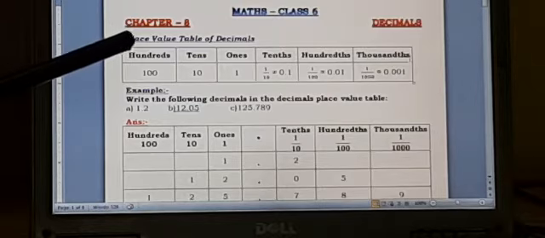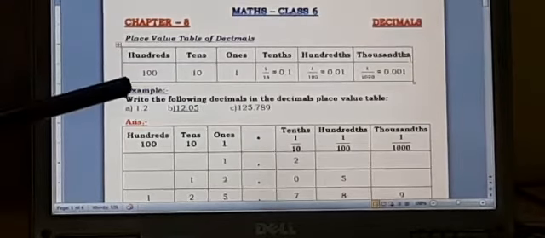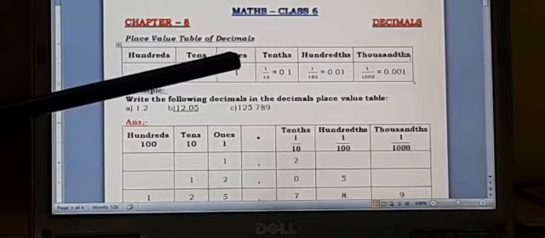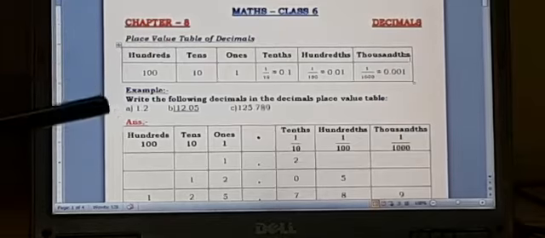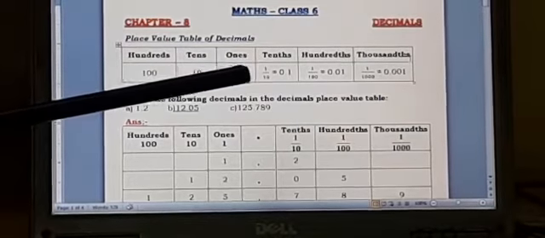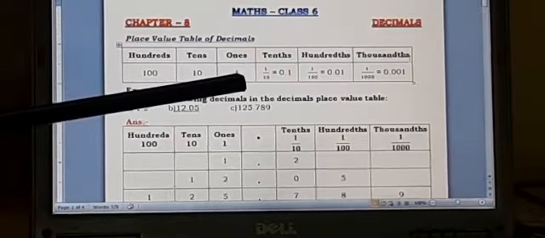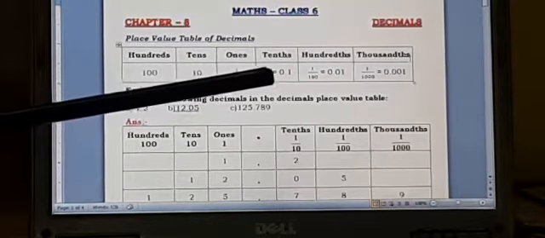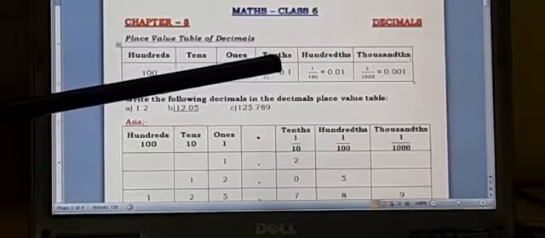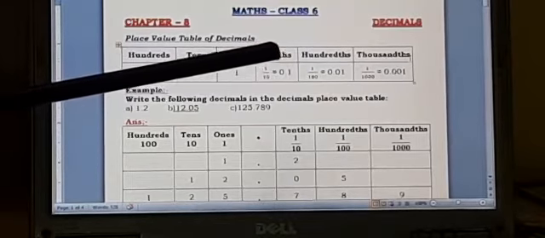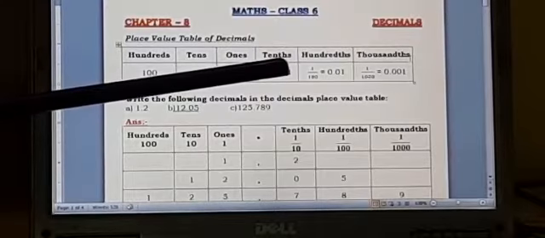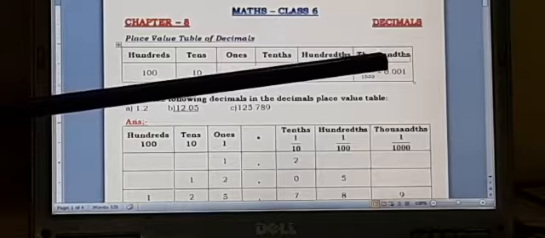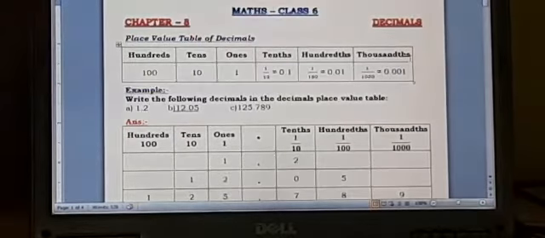Now see the place value chart of decimals. Already we have learned the normal place value: ones, tens, hundreds. Next, after the decimal point, we have to write the numbers in the place value table. After the decimal point, the first digit's place value is tenth. Next, hundredth. Next, thousandth. Like that, on.